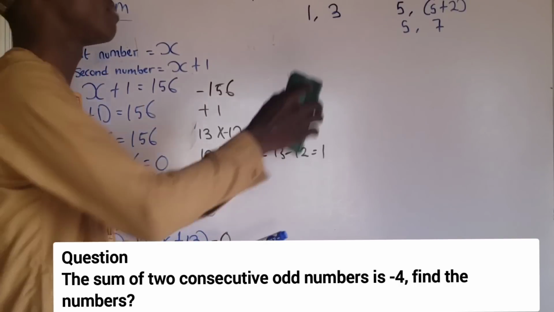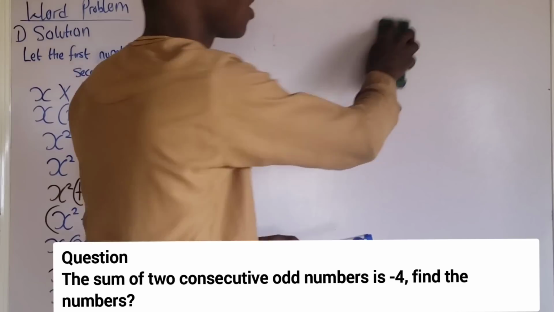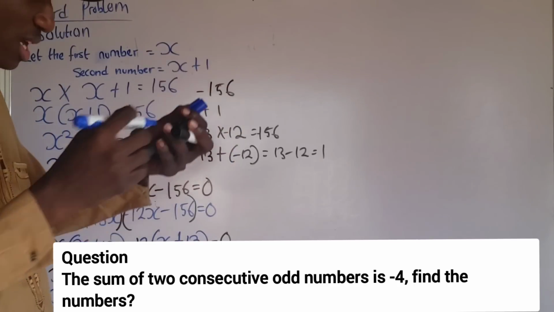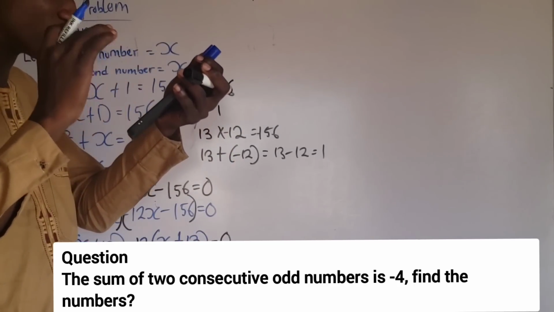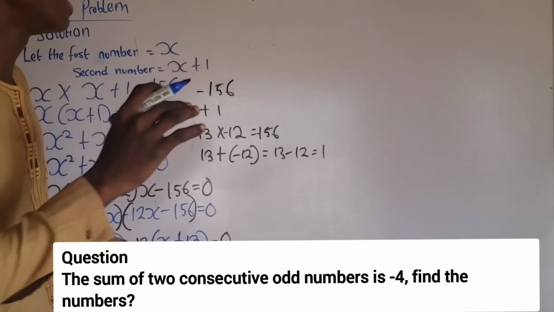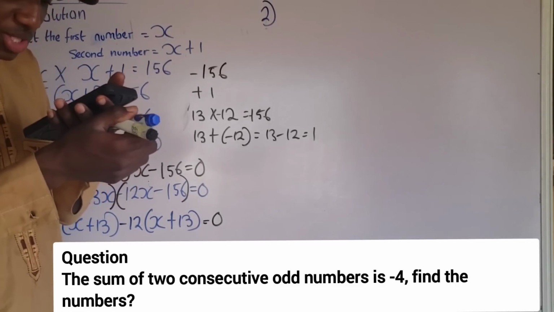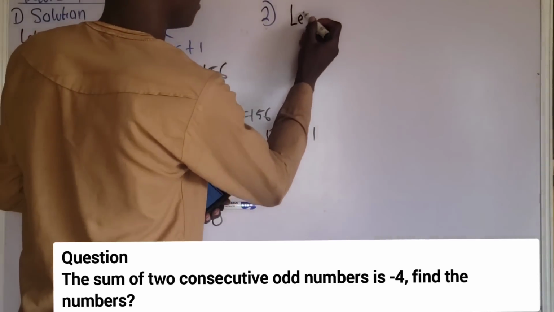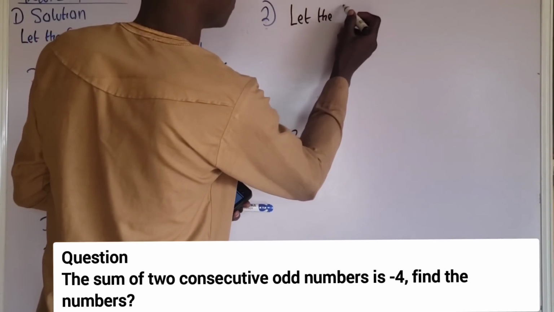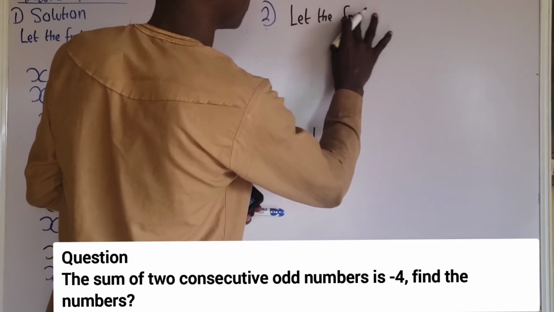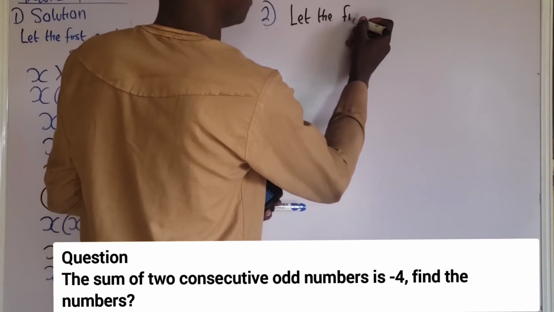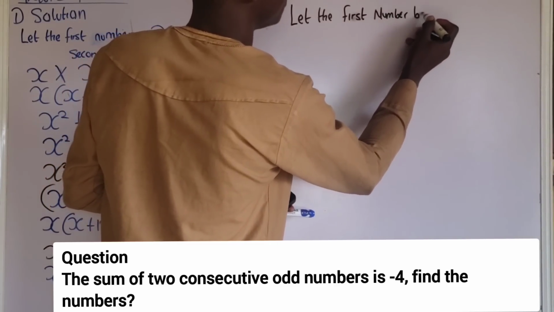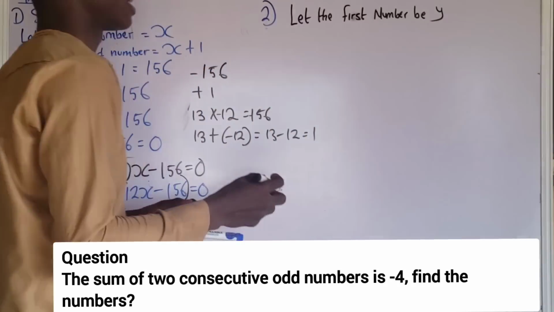So we don't know this number. We are asked to determine the number. Now, how do we do that? You see, we are still going to proceed with the same approach. Let's look at the question. The sum of two consecutive odd numbers is negative 4. So since we don't know the two consecutive odd numbers, we're going to say, let the first number be y. You understand? The second number will be what?